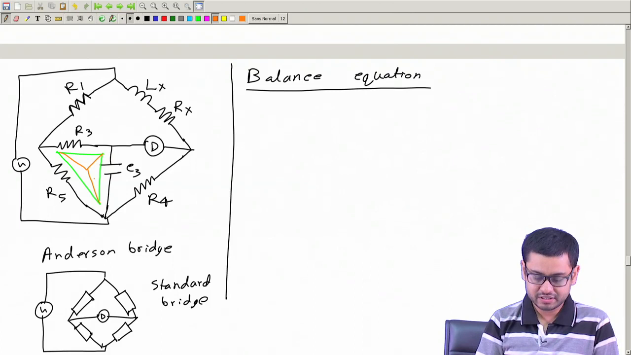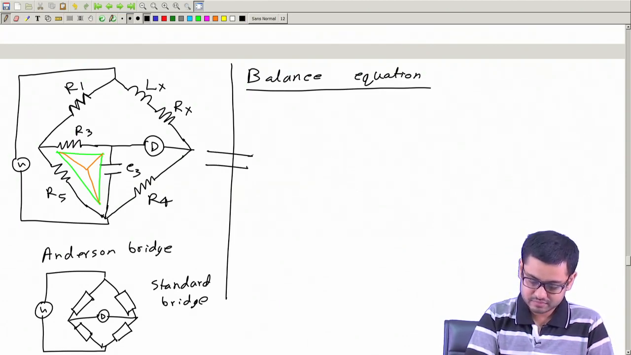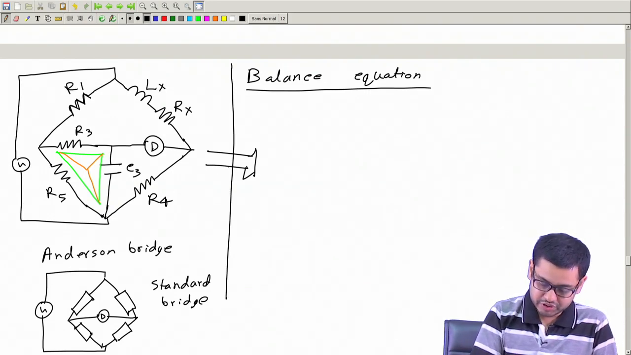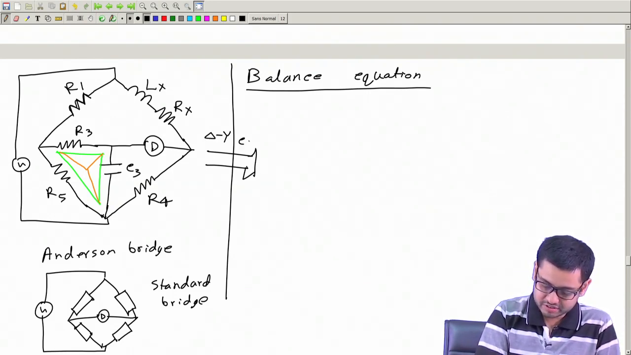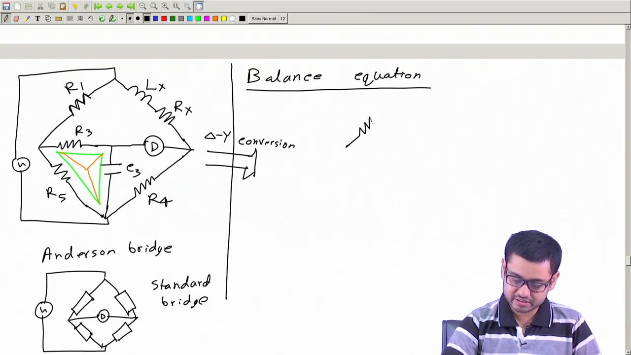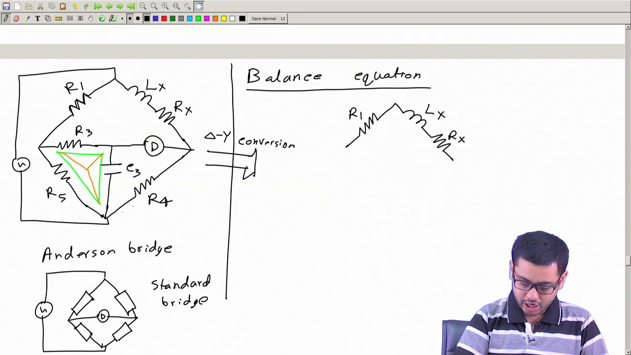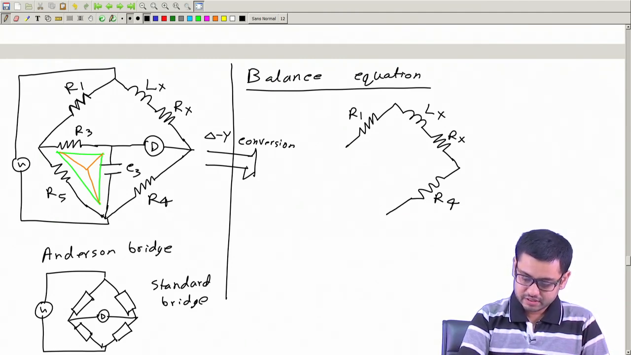If you do this conversion, this delta to star conversion, then this bridge will look like, so using delta to star conversion. If we do this, then R1 will be as it is, R4 will remain as it is, and this part will change its shape.